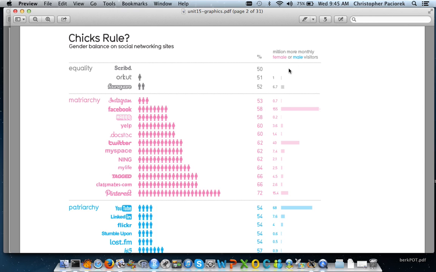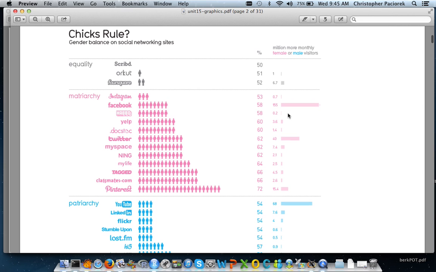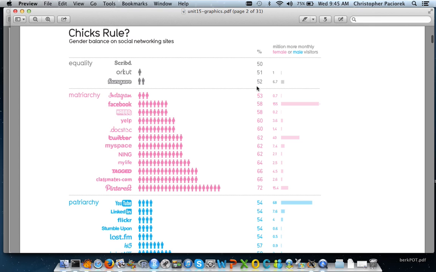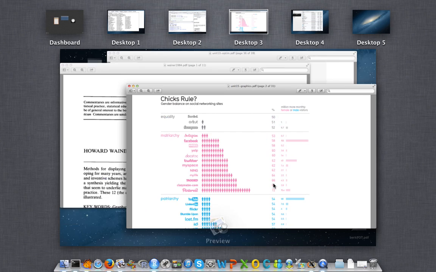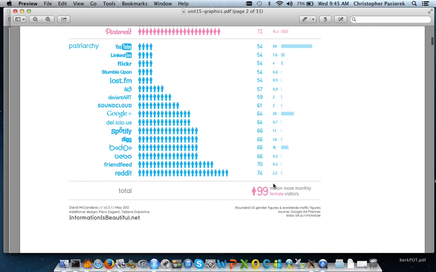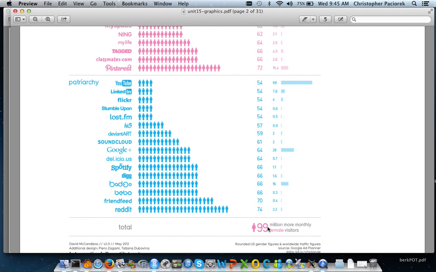So this column here is something about there being some number of million more monthly female versus male visitors. That's an absolute estimate of how many more women than men, or men than women in one of these two cases, use the website. And then this is the gender percentage of people who visit the website. So we see down here that the total is 99 million more monthly female visitors overall to these various websites.